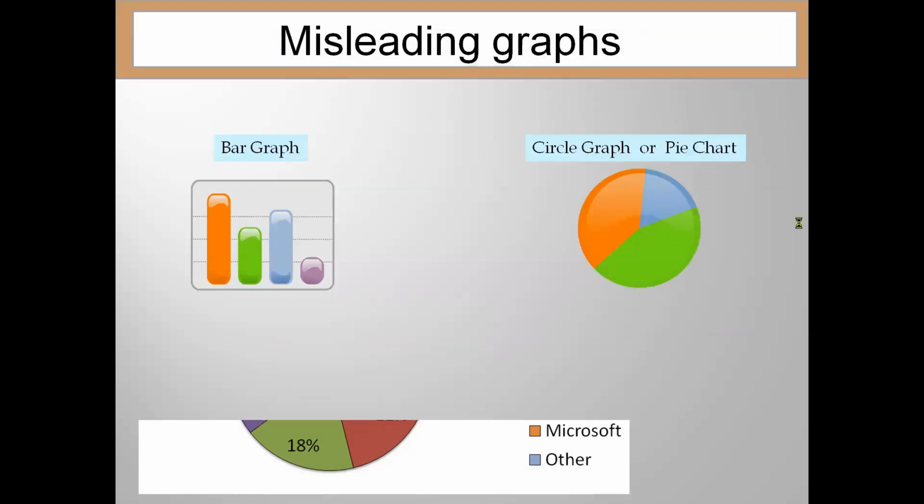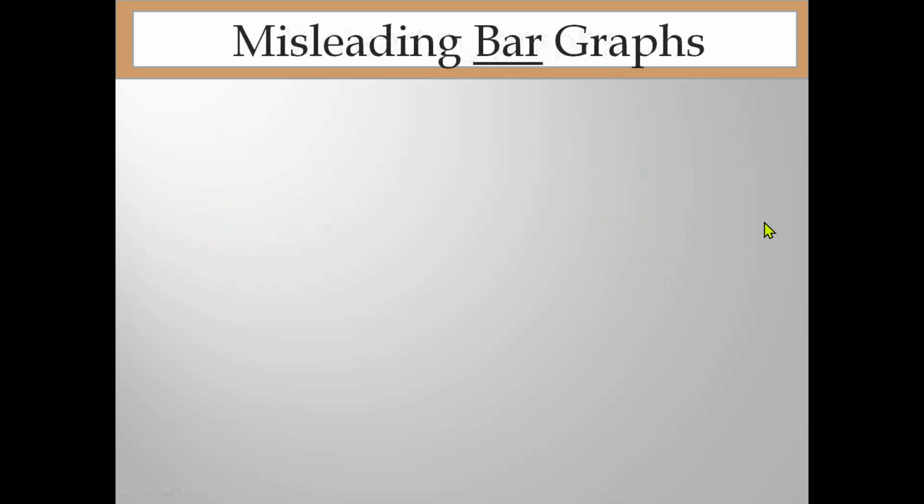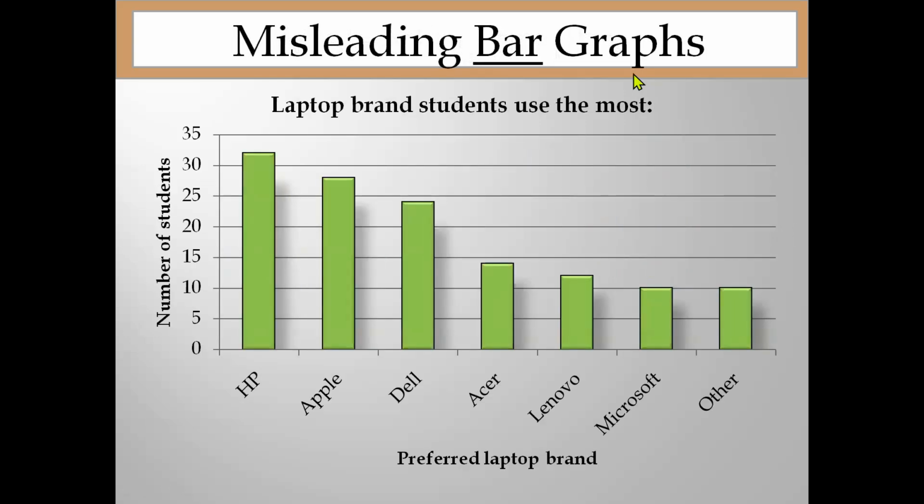Let's go over some common misleading graphs. We're going to first focus on bar graphs. When we're looking at bar graphs, we want to make sure we're displaying the frequency in a nice and clean way. Here we can see that the frequency for HP is 32, and a lot more clearly we can see that Microsoft and others both have a frequency of 10.